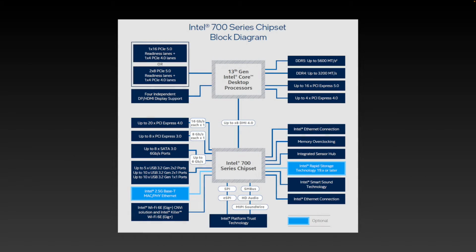Before we get into the boards, a quick look at the architecture diagram, and we can see that PCIe 5 is presented to the CPU directly, and the majority of the connectivity is provided through the chipset over either a 4 or 8x direct memory interface. These are effectively PCIe lanes that carry data between the CPU and the chipset.